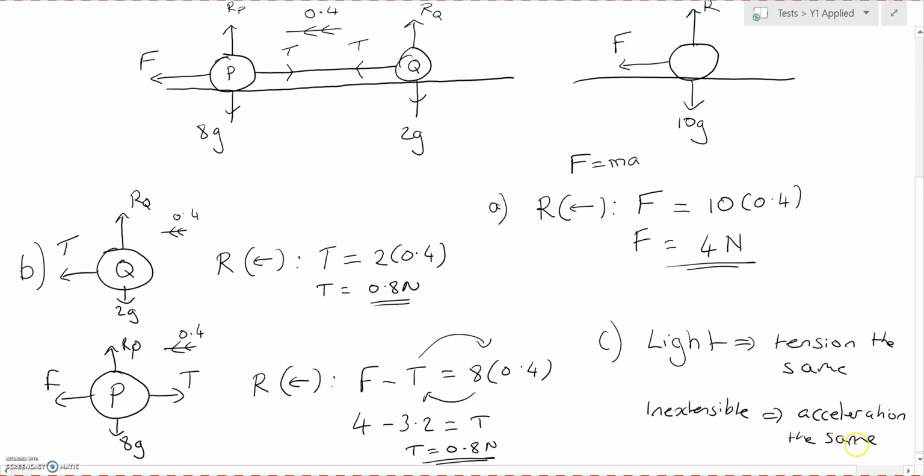These are quite common questions: what does it mean if it's light, or what does it mean if it's inextensible, and we just need to learn these two reasons. There will generally be a 1 mark or 2 mark question like this at the end of a question. And so that's exercise 10E question 1.